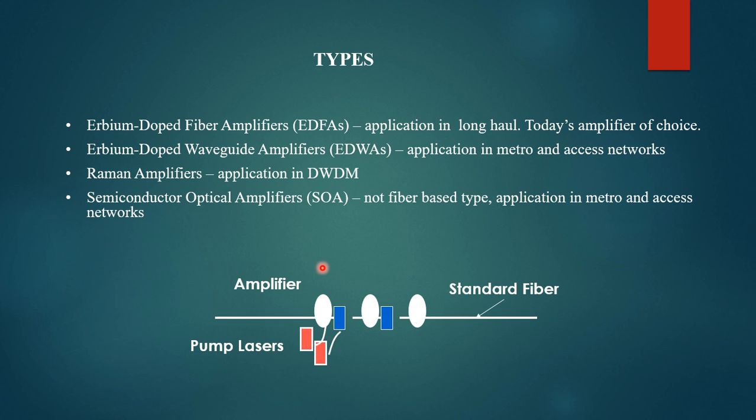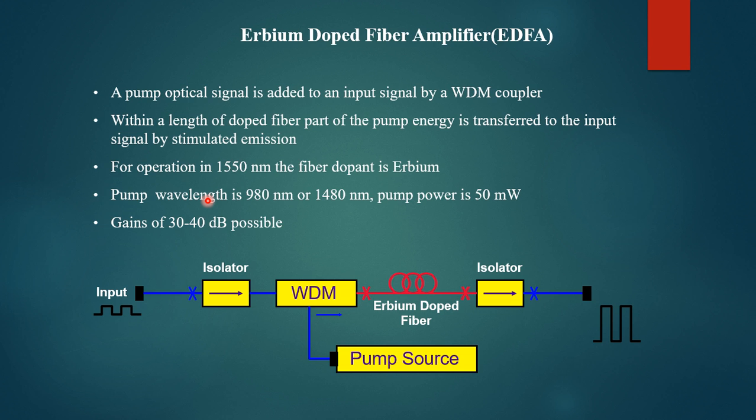These are the basic types of optical amplifiers. First is the erbium doped fiber amplifier, then the erbium doped waveguide amplifier, the Raman amplifier, and the semiconductor optical amplifier. Basically, erbium doped amplifiers are also called doped fiber amplifiers. These are amplifiers that use doped optical fiber as a gain medium to amplify the optical signal. They are related to fiber lasers.